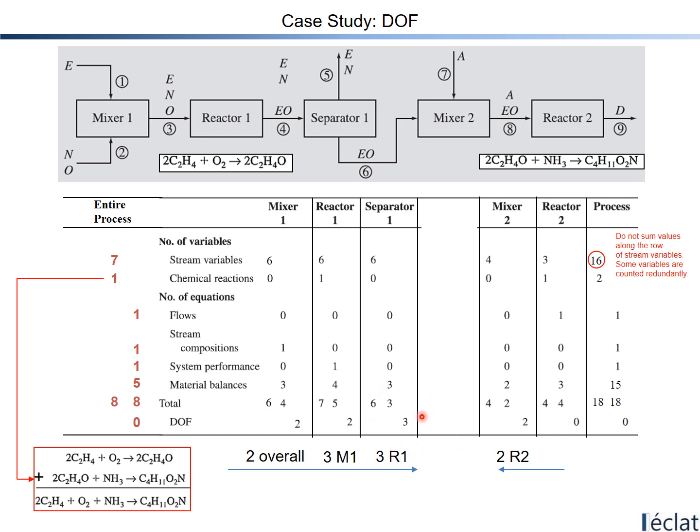So let me start from reactor 2, because the degree of freedom of reactor 2 was 0, so we could solve the problem. After the calculation about reactor 2, we know those two values, A and EO, as the output stream of mixer 2. So two more pieces of information from R2 satisfy the degree of freedom of mixer 2 at 2, so finally 0. Then you can solve the variables about mixer 2. That's it. And then we could solve all variables right now.